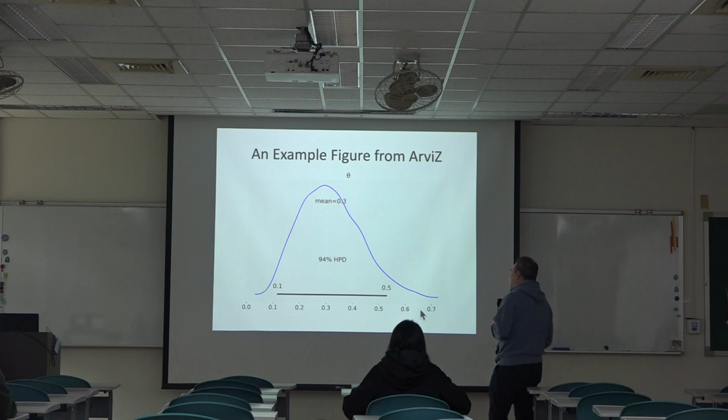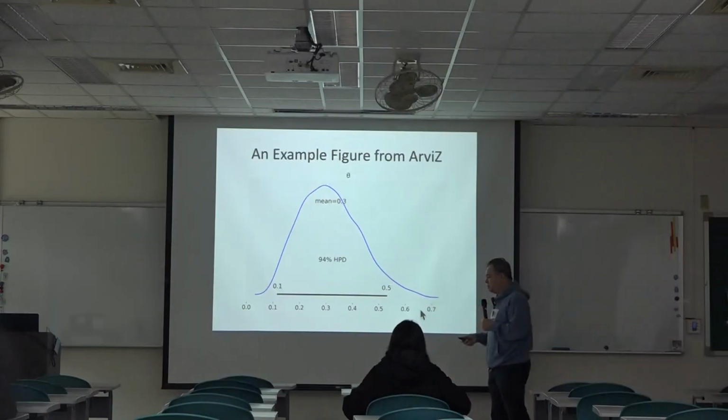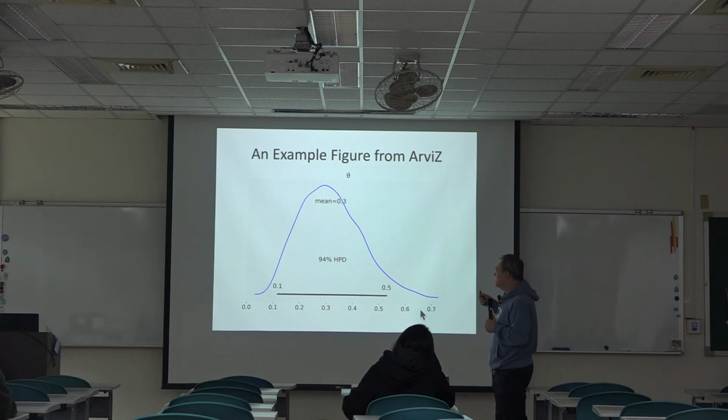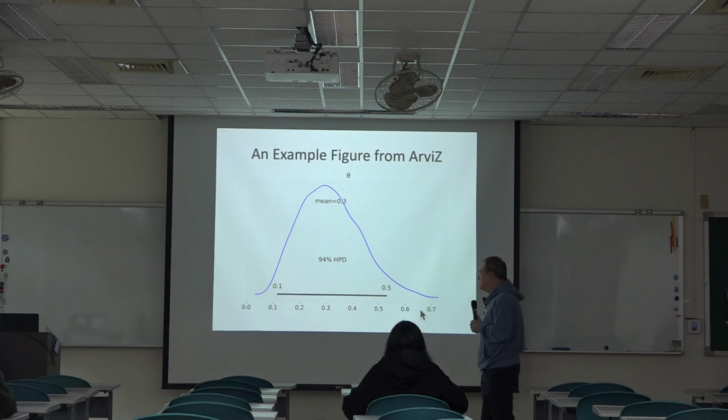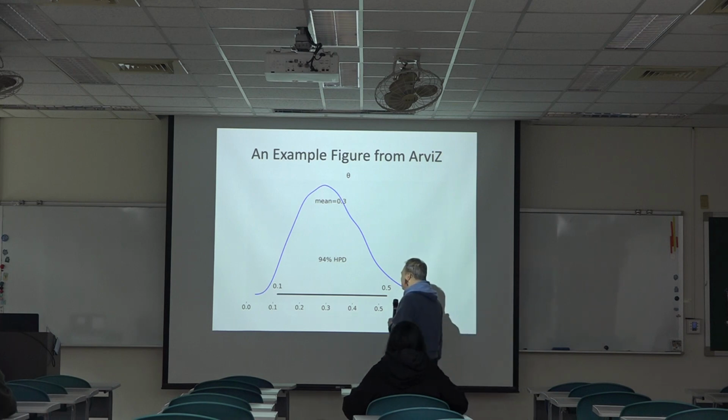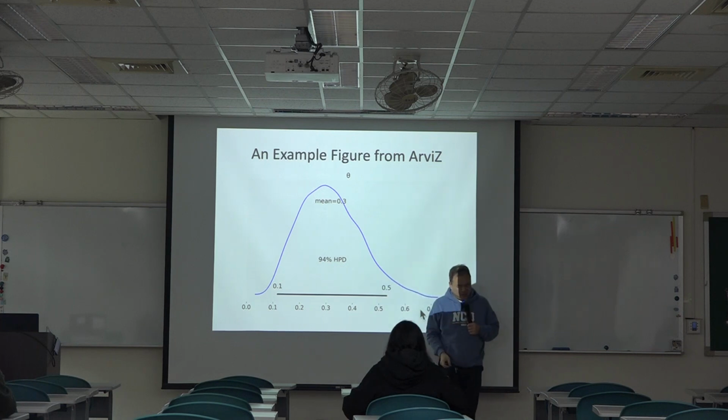But it's roughly like that, so I just want you to be aware. And they will indicate a mean. Of course, all this can be changed. You can also find the mode. You can find the 95% HPD with a different setting.